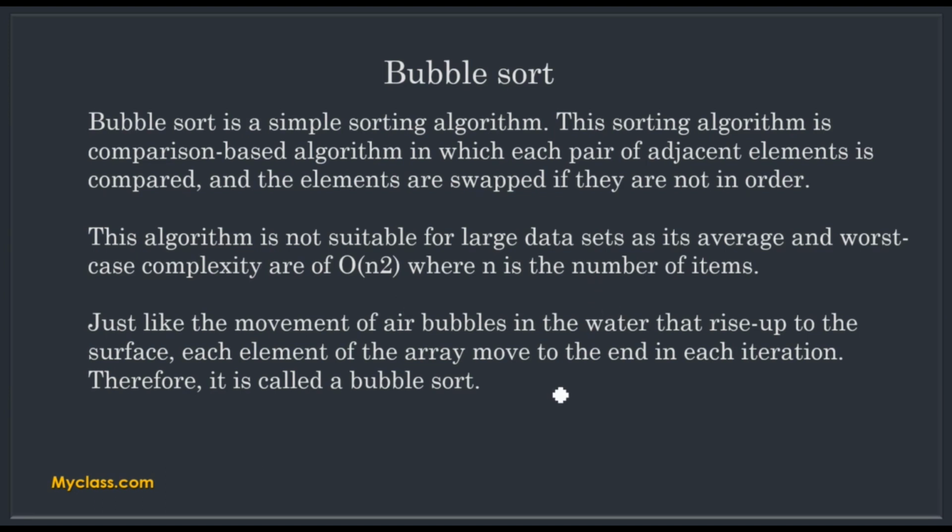How does the name bubble sort come? Just like the movement of air bubbles in the water that rise up to the surface, each element of the array moves to the end in each iteration. So in each iteration, the last element should be in the correct place. Because of that, we call it bubble sort. Bubble, just like the movement of air bubbles in water.